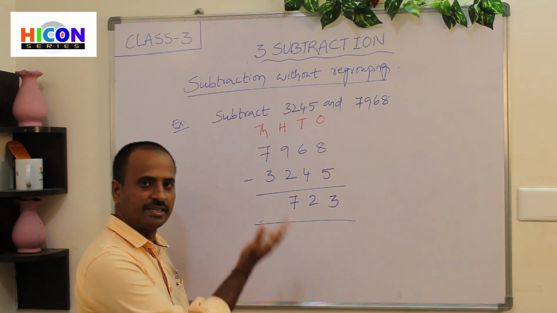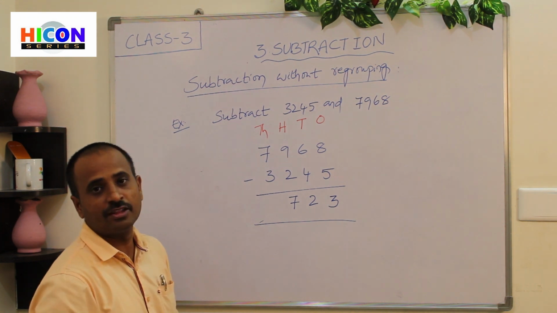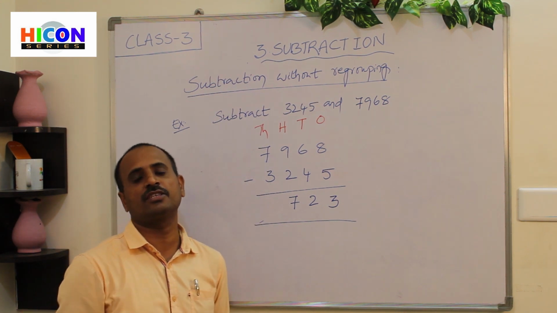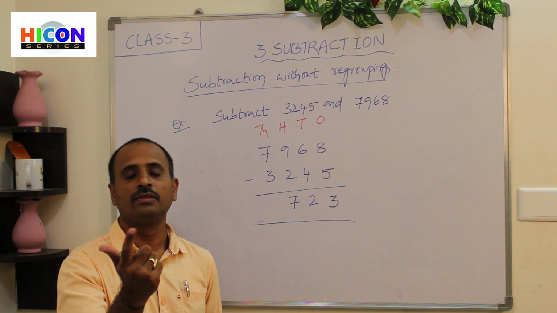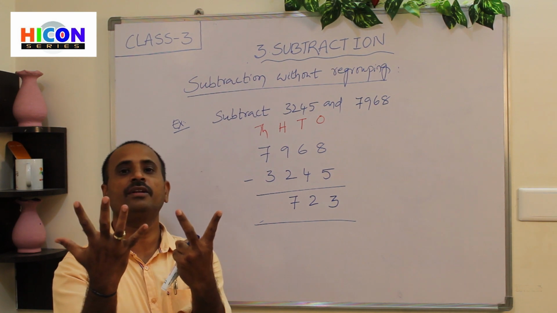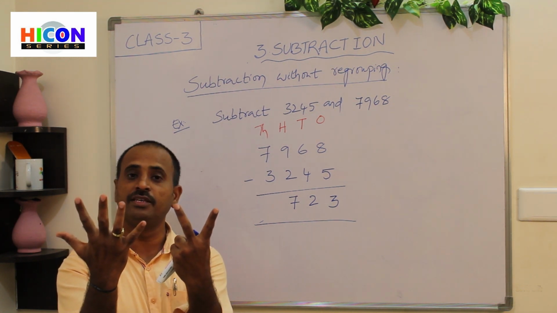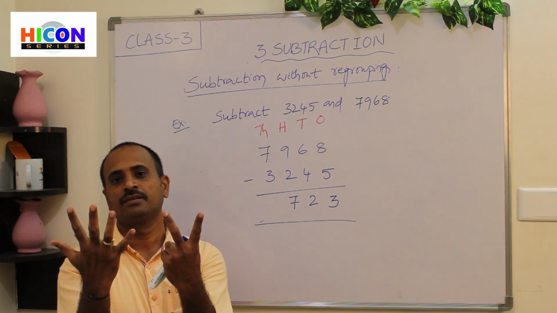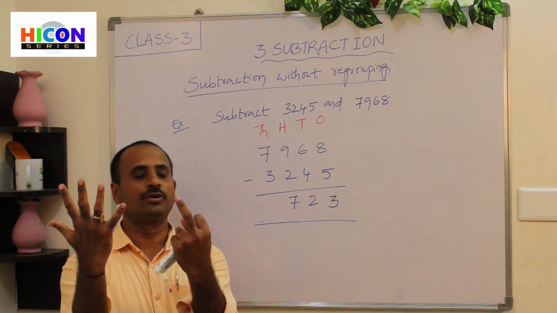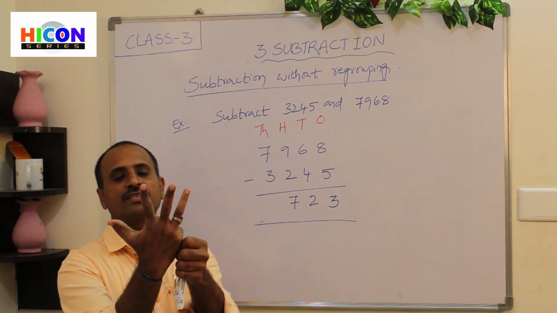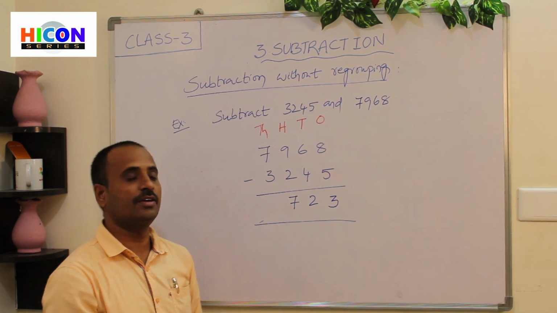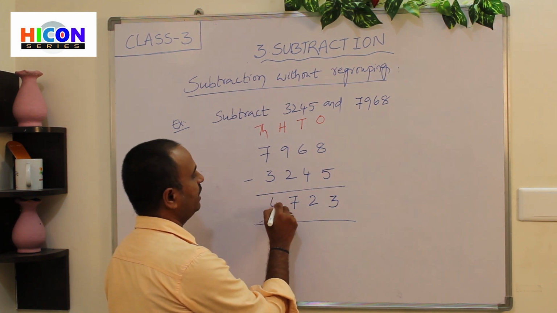Now go to thousands place. What are the digits present in thousands place? 7 and 3. What is the first number? 7. Open 7 fingers of your hand: 1, 2, 3, 4, 5, 6, 7. What is the second number? 3. Close 3 fingers among these 7 fingers: 1, 2, 3. Count how many fingers are left: 1, 2, 3, 4. There are 4 fingers left, so write 4 under thousands place.